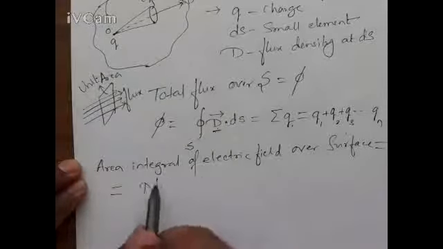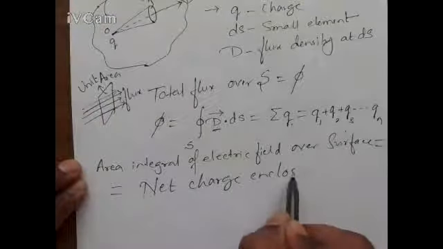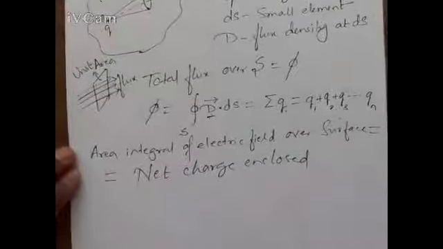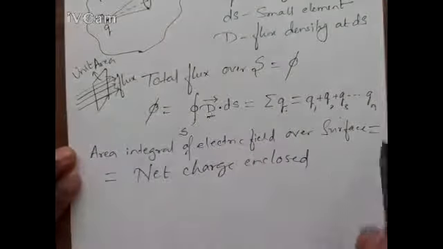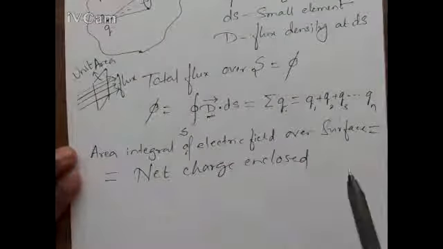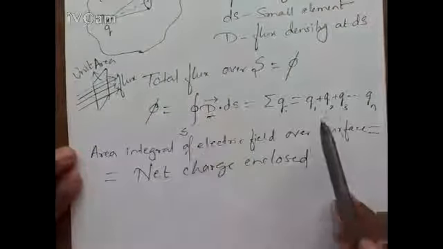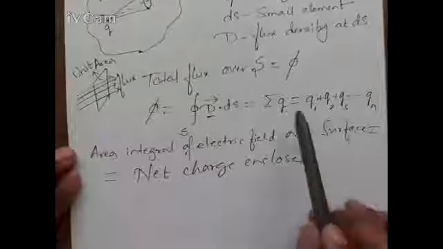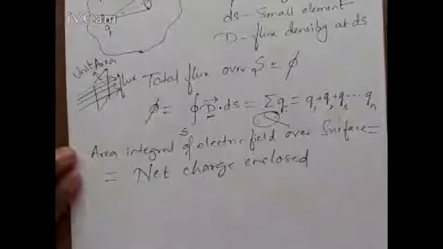what is that? It is the net charge enclosed. Fine. What is the definition? The area integral of the electric field over a surface is equal to the net charge enclosed. What is the net charge? Simply I have considered only q here, but when I integrate over a surface, what I should consider is q1, q2 till qn. This is the q, or you can even write capital Q also. Instead of this, you can write capital Q. This is called Gauss law in electrostatics.